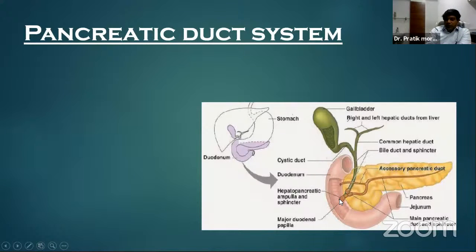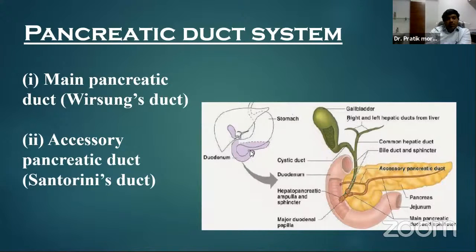If there is a major, there should be a minor. So this is the major duodenal papilla, and this is the minor duodenal papilla. What enters the minor duodenal papilla? The accessory pancreatic duct. So the main pancreatic duct is Wirsung's duct and the accessory pancreatic duct is Santorini's duct.